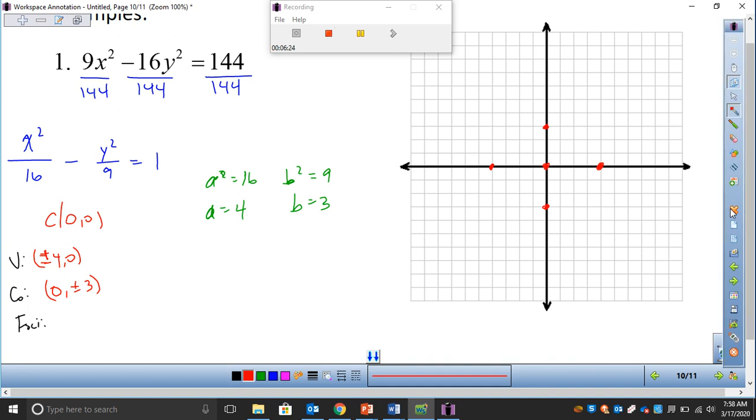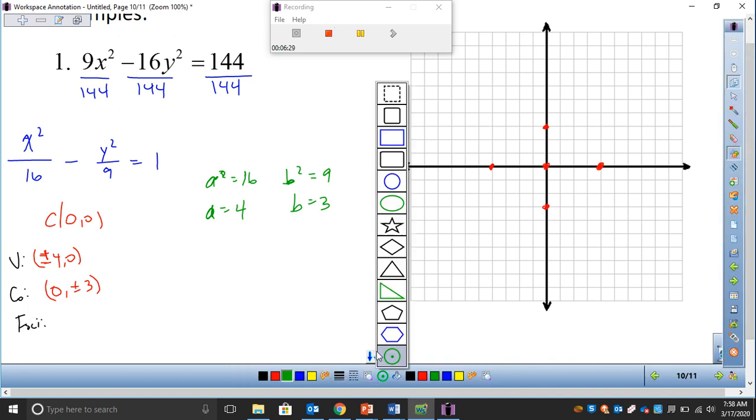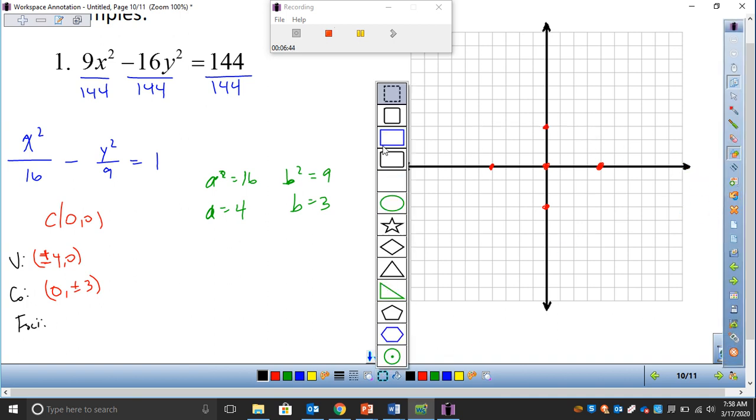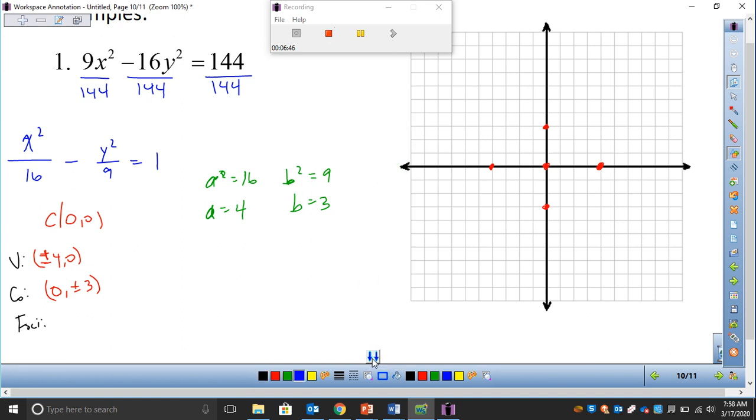Now this next thing, I'm going to add a box around all these points. That's a square. I don't want a square. I want a rectangle. I'm even going to make it dashed. So there is my box. And I'll explain what that means here in a second.